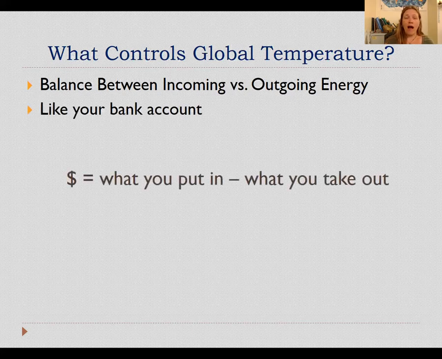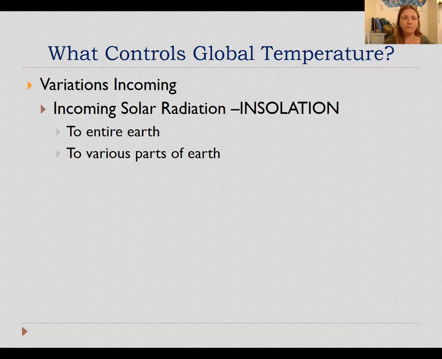If you want to know how much money you have in your checking account, you can't only focus on how much money you're getting paid. You also have to consider how much money you're spending on rent and gas and food and whatever else you're spending money on. So we really need to understand both the incoming energy and the outgoing energy picture to have a comprehensive understanding of the global climate system.